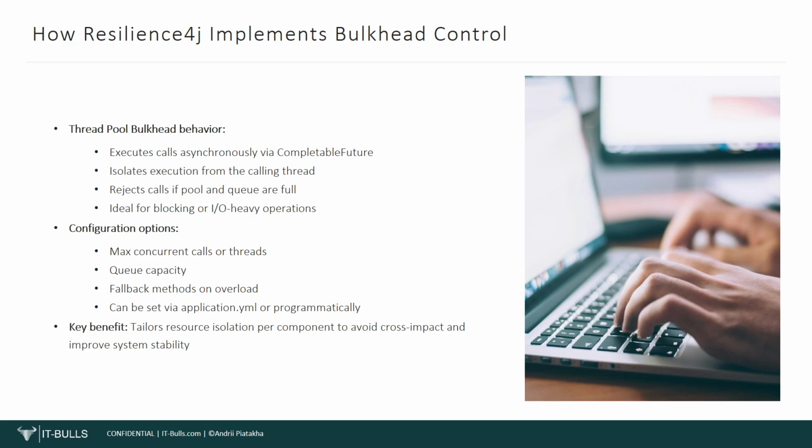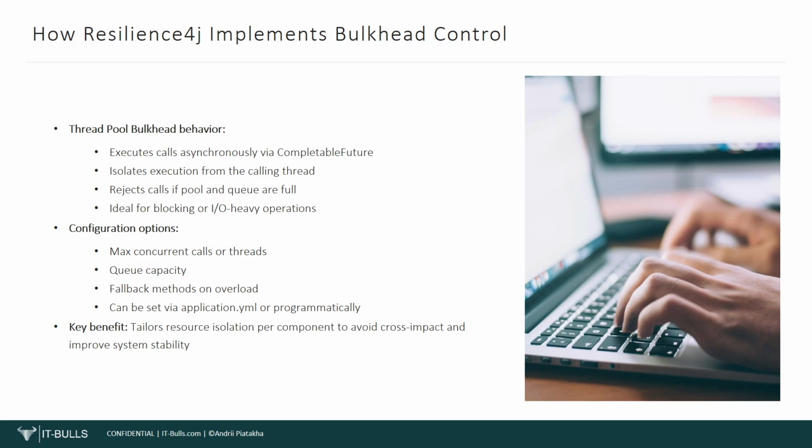your application. In both cases, Resilience4j lets you configure parameters like the maximum number of concurrent calls, the size of the waiting queue, and even fallback methods for when the system is overloaded.